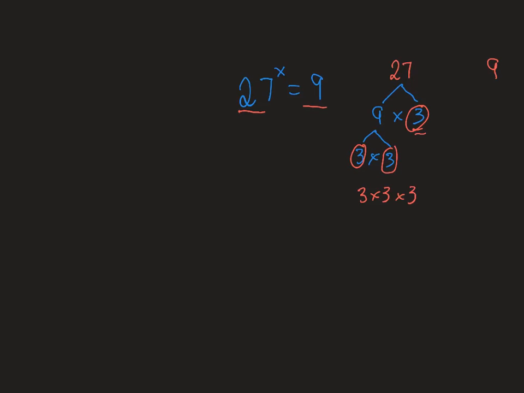I have 3 3s, which means this is 3 to the power of 3. So 27 is 3 to the power of 3. Let's do the same thing for the 9. Well, we did that last page, so we know it's already 3 times 3, which we know should already be 3 squared. So let's put this in here.